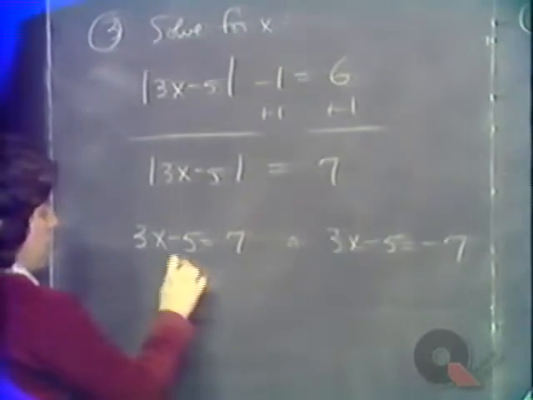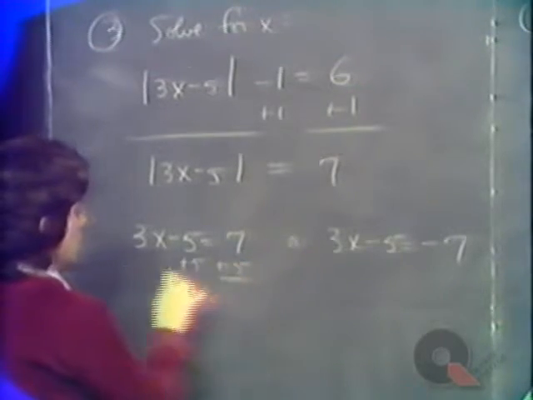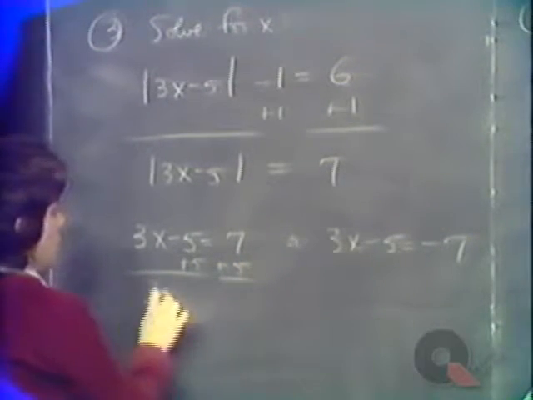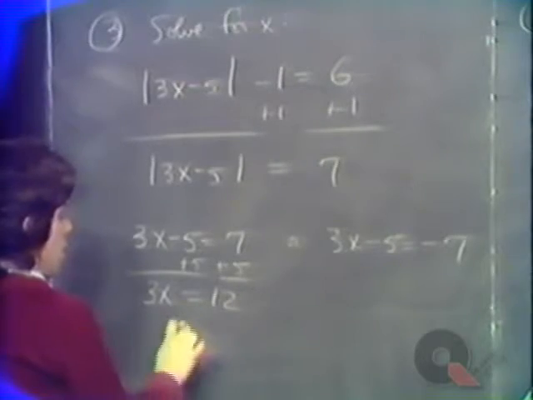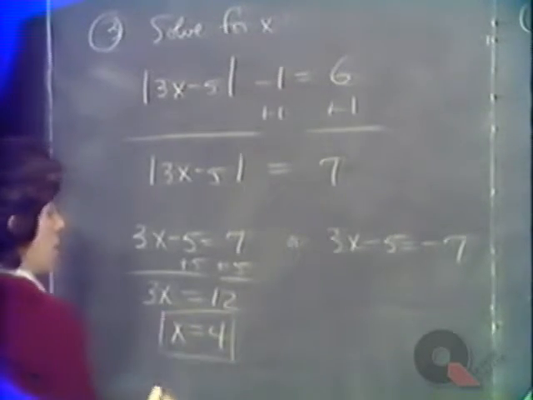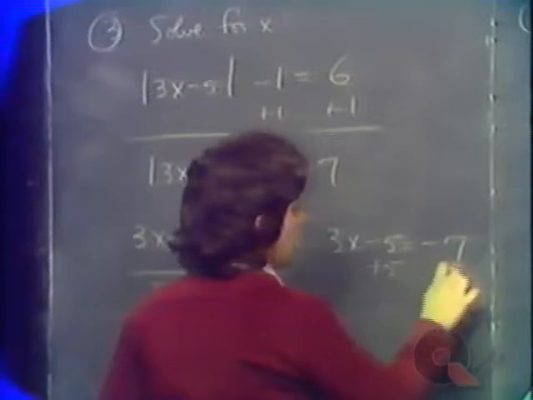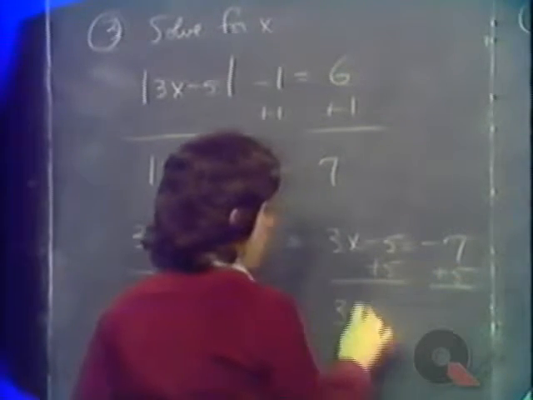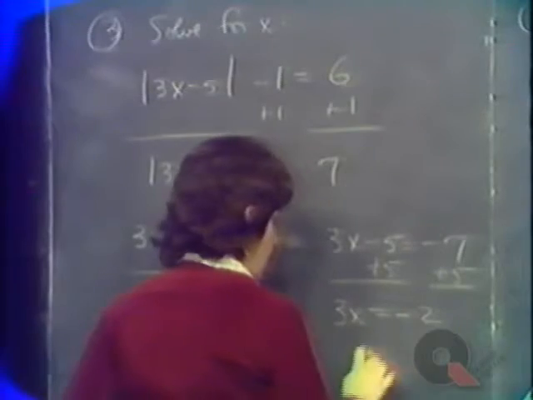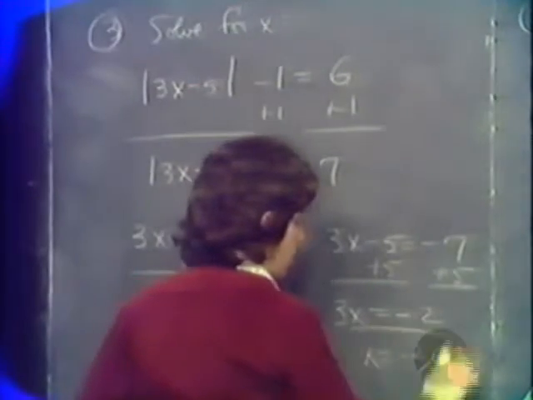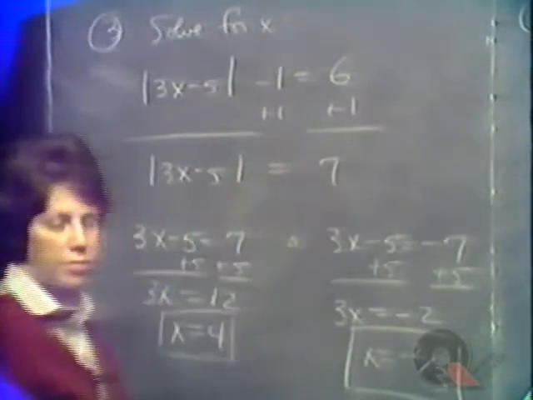Okay, so we have here, adding 5 to both sides, 3x equals 12. x equals 4 as one possibility. And here, adding 5 to both sides, 3x equals minus 2. x equals minus 2/3 as the other possibility.